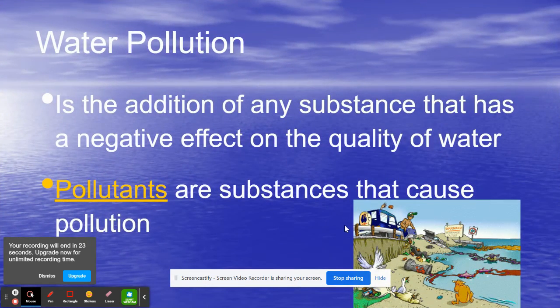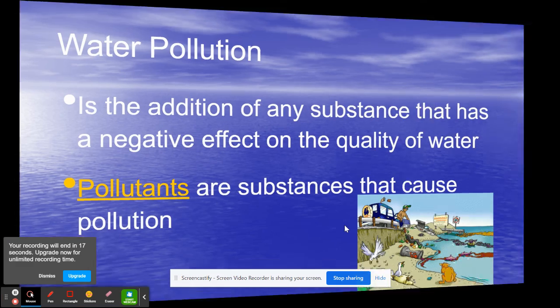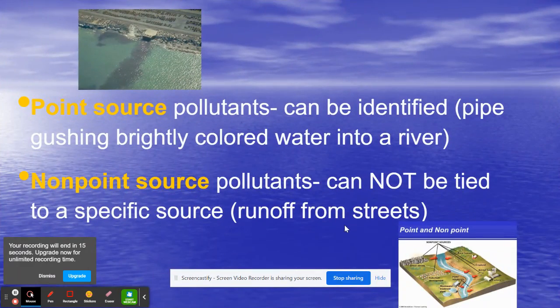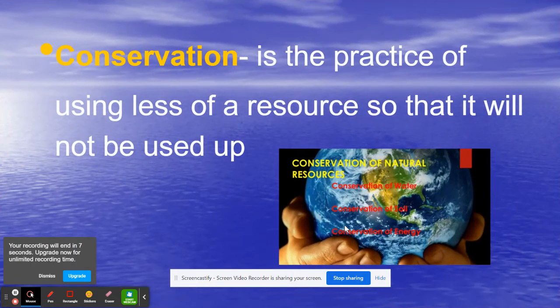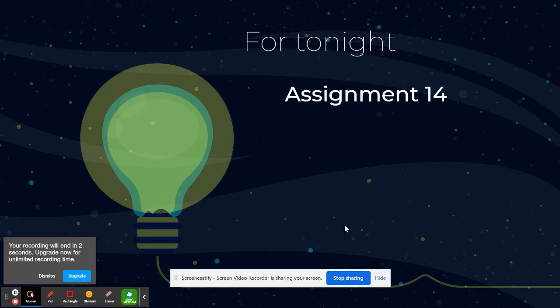And then water pollution, the addition of any substance that has a negative effect. And pollutants are the substances that cause pollution. If we can easily identify them, that's called a point source pollutant versus a non-point source pollutant, where it can't be tied to a specific source. Conservation is using less of a resource, and our homework for tonight is assignment 14.